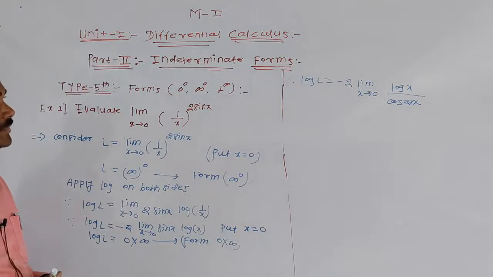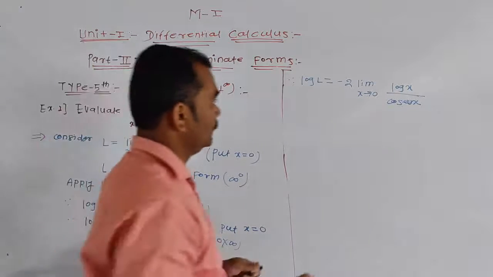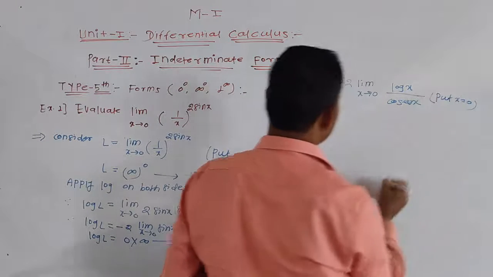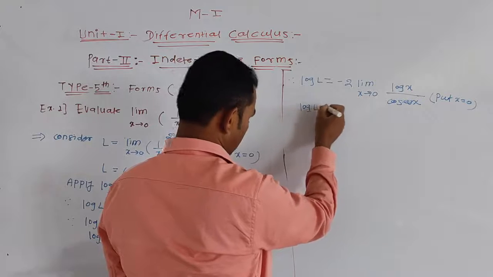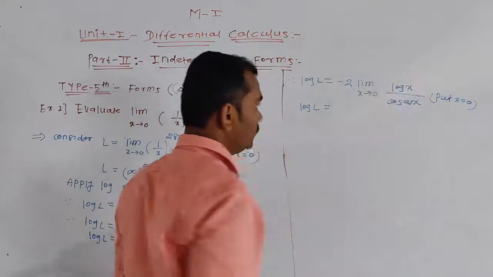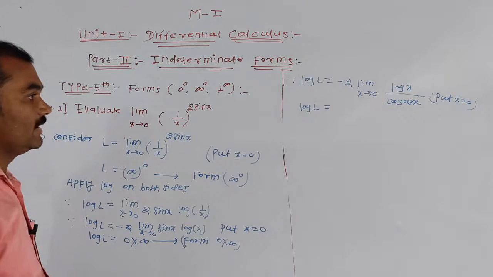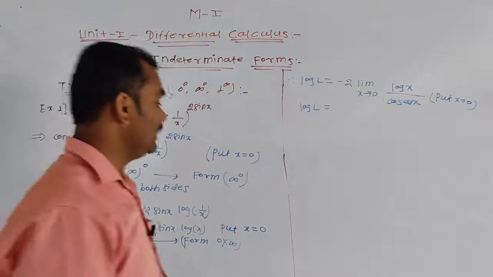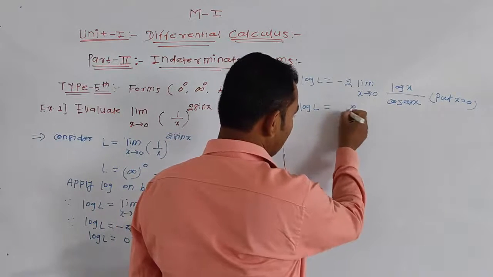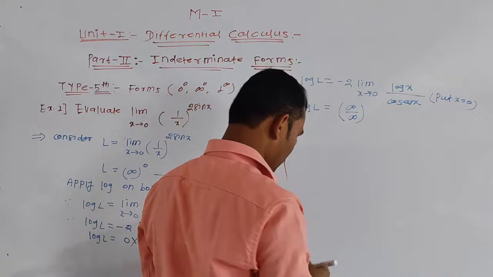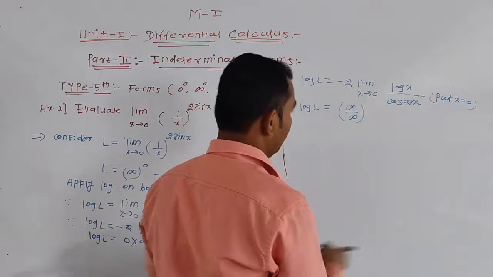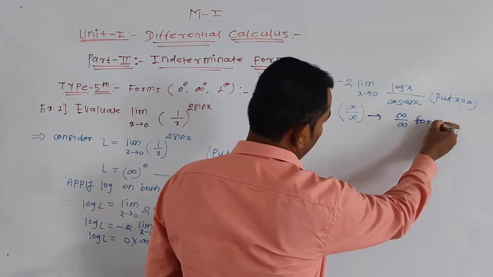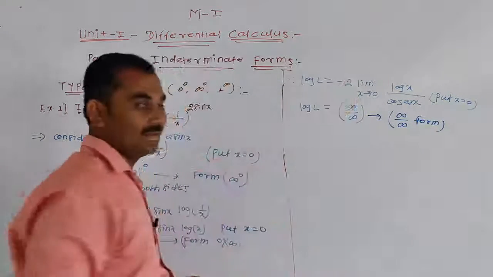Now put x tends to 0. Now put x as 0. Now tell me, what will we get? This is log of L is equal to log 0 divided by sec 0. sin 0 is 0, so sec 0 will be infinity. This belongs to infinity by infinity form. Okay, this belongs to infinity by infinity. Your form is infinity by infinity form. Okay, because 2 into this, anything, the answer is the same.